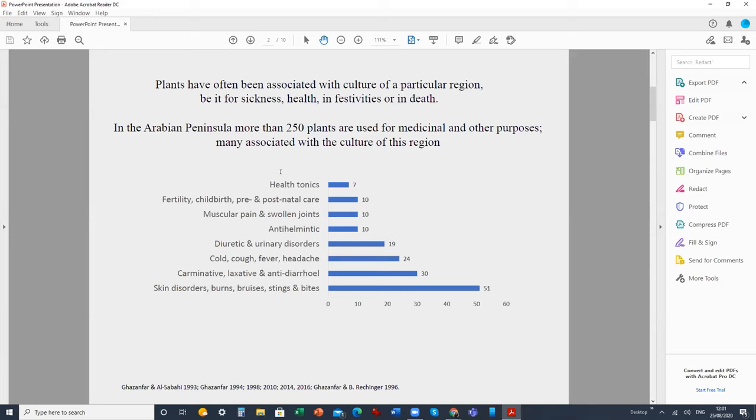Normally, in research, I've seen that people put it all together. If you have a headache, you more or less eat similar preparations made from plants. If you have fever or cough or cold, very similar preparations are used. Then there's a whole bunch of 30 plants used as carminatives, laxatives, and antidiarrheals, all used together to subside anything that's causing a problem in your digestive system. But most importantly, and quite surprisingly, the highest number of plants were used for skin: burns, bruises, stings, bites. That is perhaps not surprising, living in such a climate as the Arabian Peninsula. Sunburns, sand, scorpions, bees, whatever. There are lots and lots of plants used for that purpose.